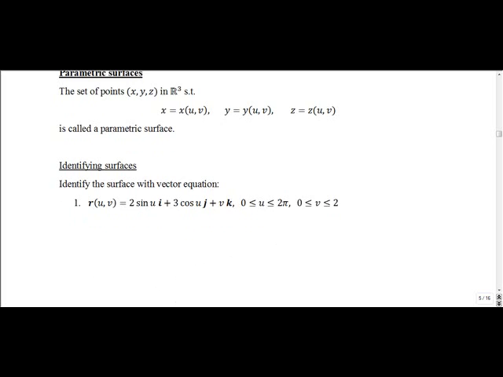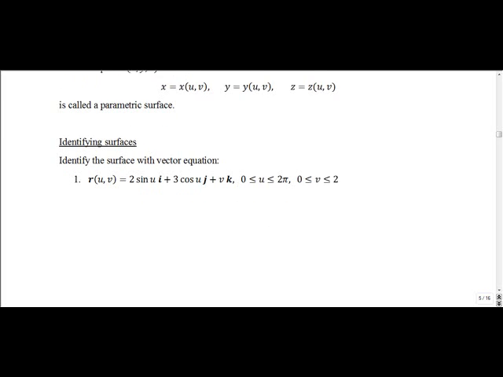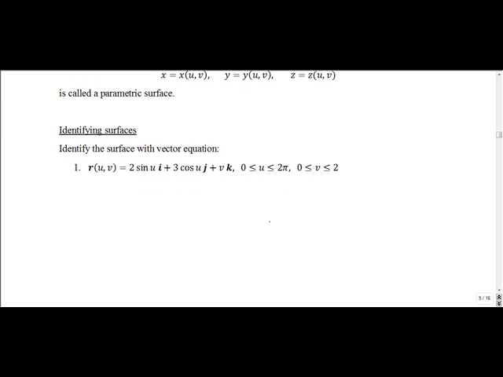Let's look at this. The surface equation is given by r(u,v) equals 2 sine u i plus 3 cosine u j plus v k, where u lies between 0 and 2 pi, and v lies between 0 and 2. Let's identify the surface. First of all, let's write out the three parametric equations. The first one, x, is 2 sine u. The next one, y, is 3 cosine u. The last one, z, is v.